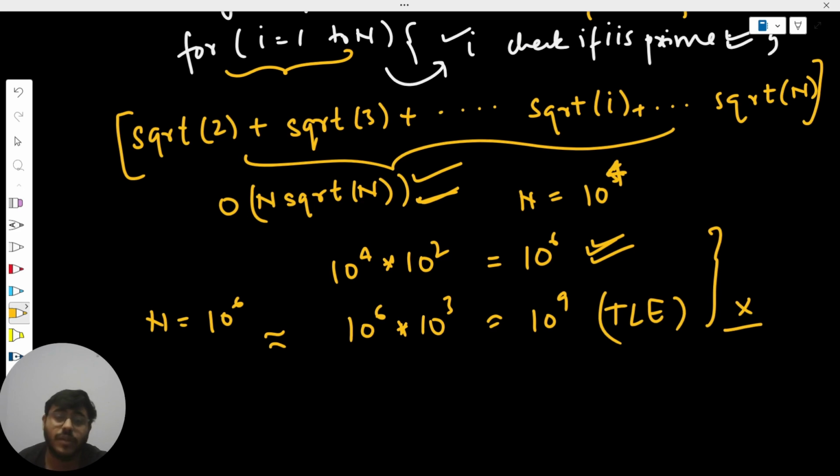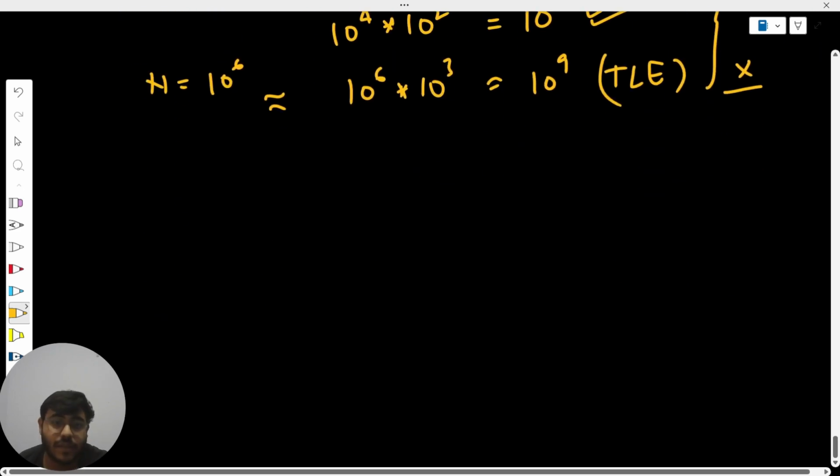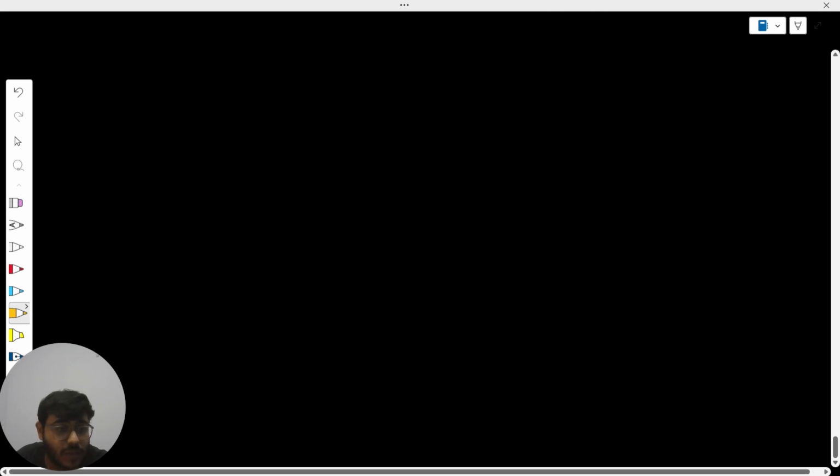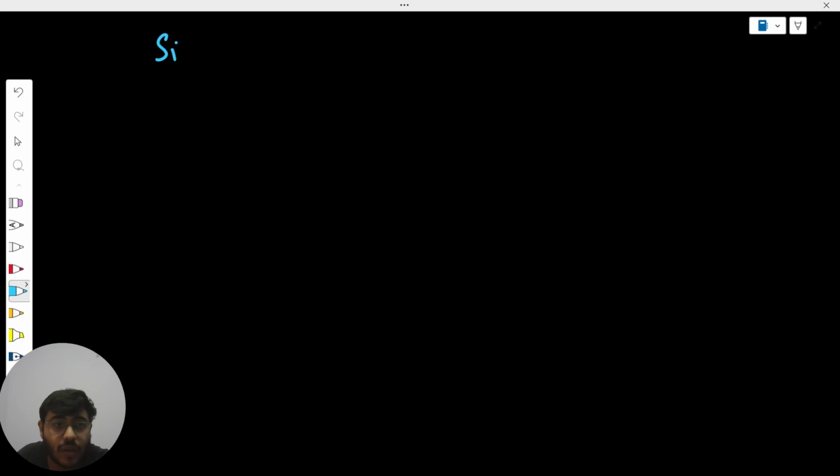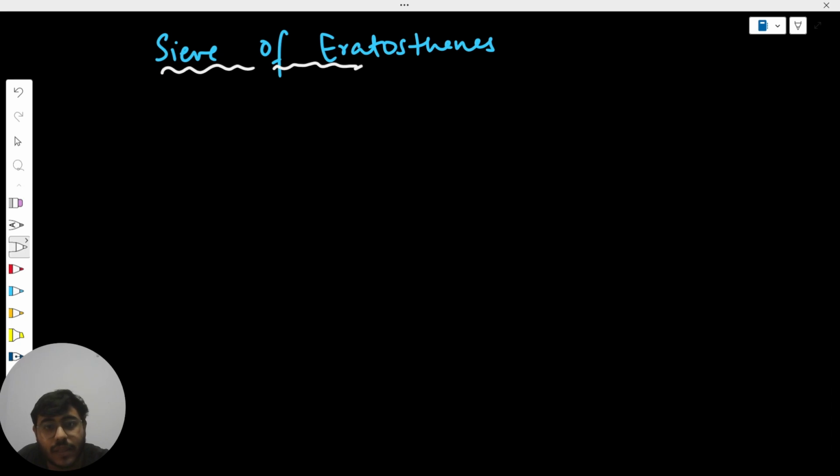This is not efficient. Here comes the life savior, and that is the Sieve of Eratosthenes. I'll just write it down. We'll be talking about the Sieve of Eratosthenes. It is actually a very amazing algorithm. If you go ahead and read about it online, you will see what magic this algorithm has.